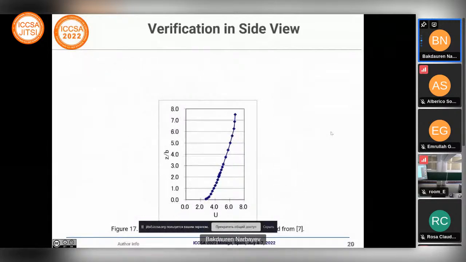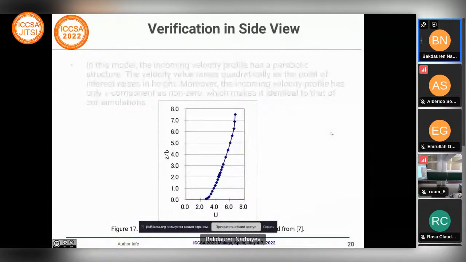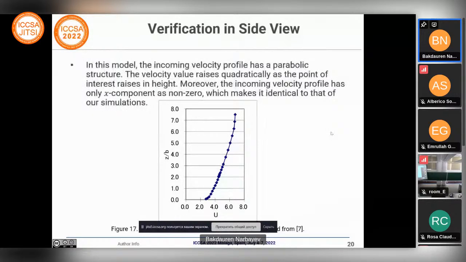So in this model, the incoming velocity profile has a parabolic structure. The velocity value rises quadratically. Moreover, the incoming velocity profile has only x component as non-zero, which makes it very identical to that of our simulations.